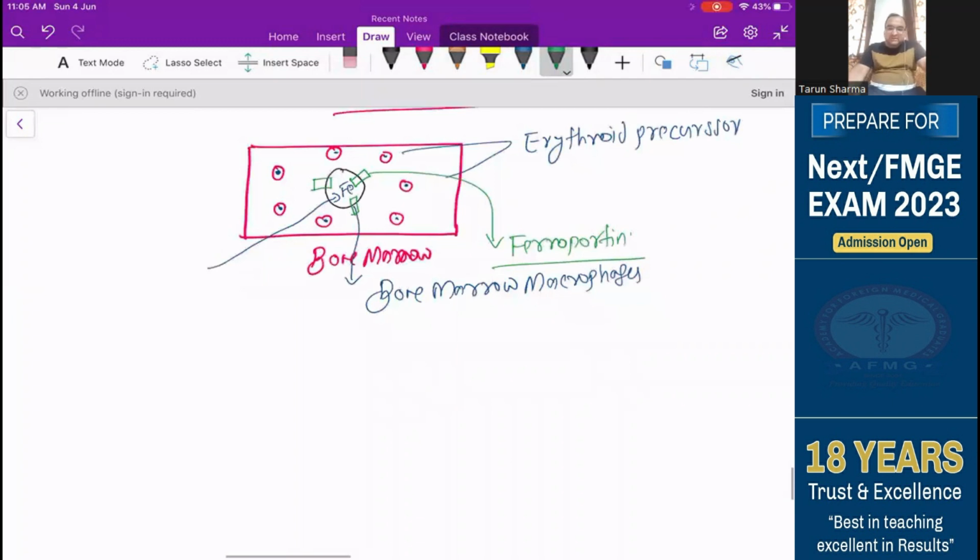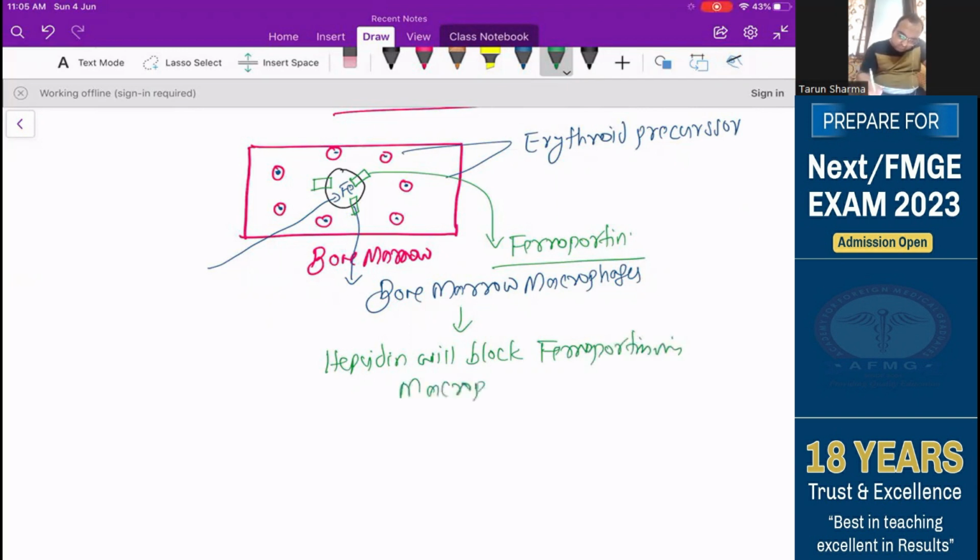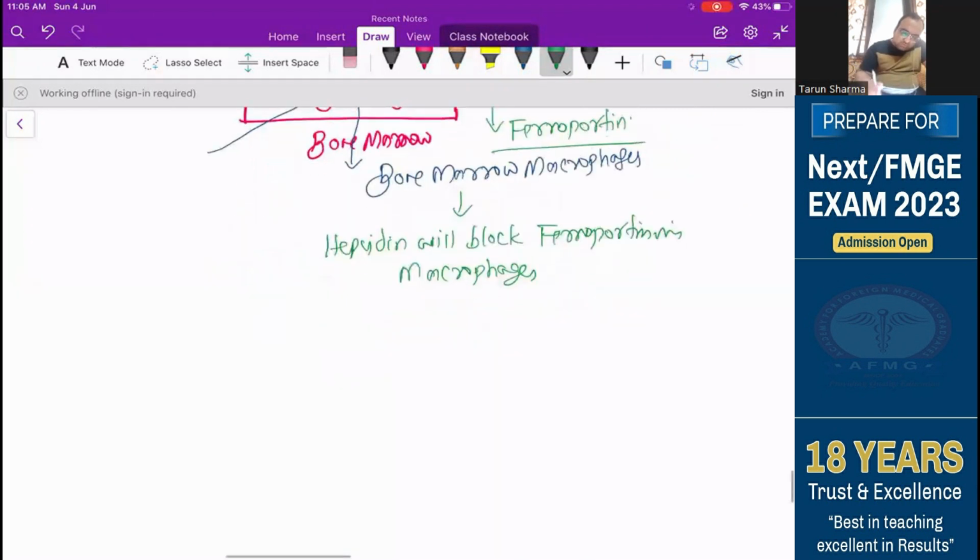But whenever there is an increased hepcidin, hepcidin will block this also. So hepcidin will block ferroportin in macrophages also. Then what will happen in bone marrow? This is the most important step here. Remember, whenever bone marrow iron is entrapped within the macrophages, then this iron is not reaching the erythroid cells. Then erythroid cells are not able to make a sufficient amount of the hemoglobin molecule, and that's why the patient is having the anemia. You got the point?